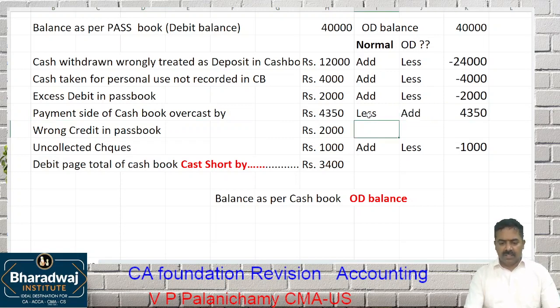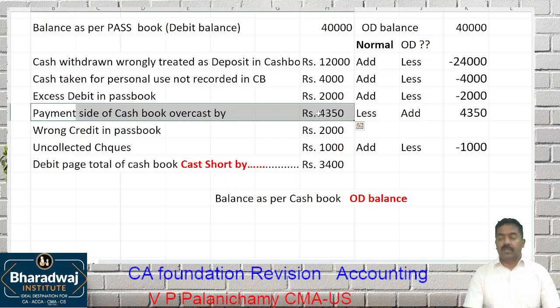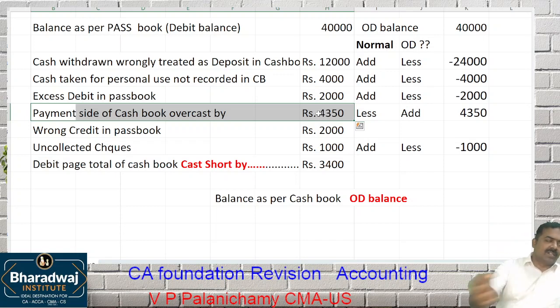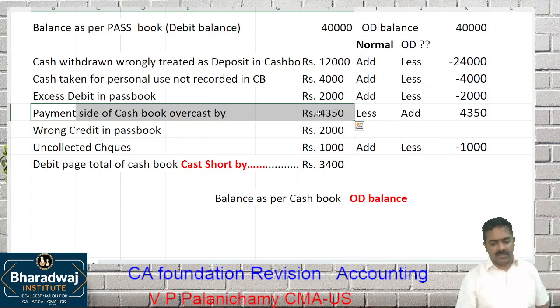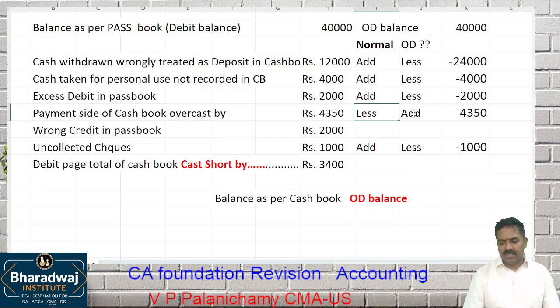Once again, I repeat. Payment side of the cash book overcast. If you put more money in the payment side, what will happen? The balance will go down in the cash book. If the bank wants the customer balance, we should also reduce it. Since OD is a starting point, do the opposite.